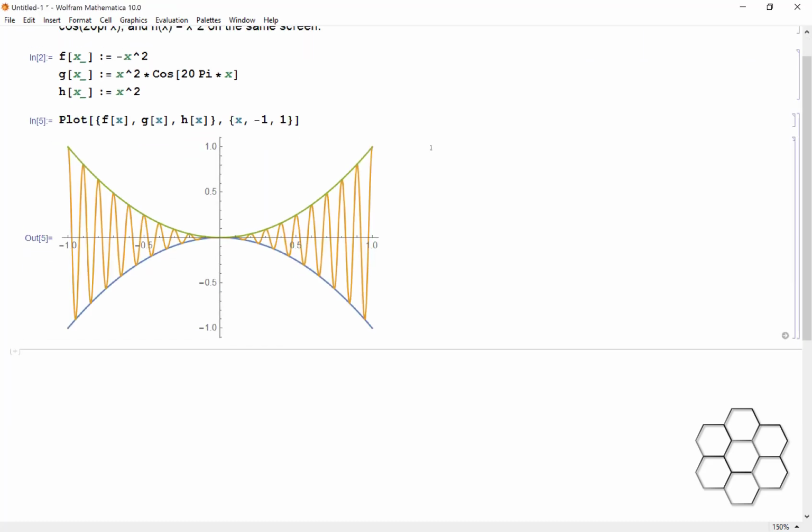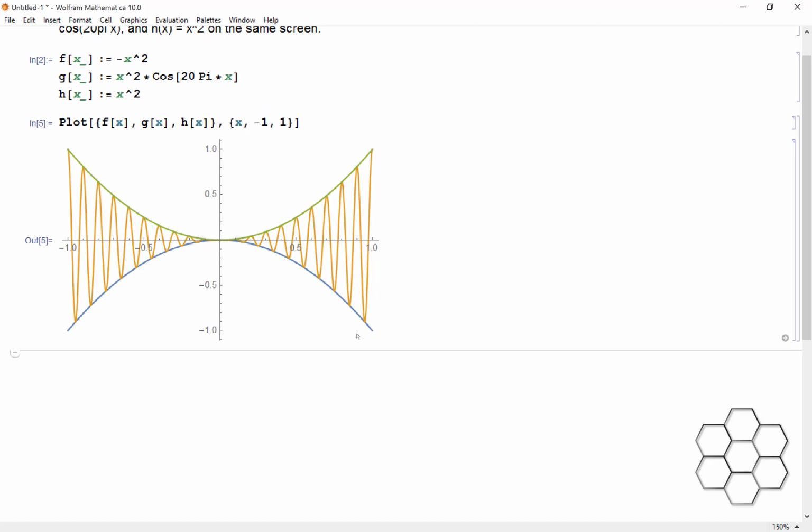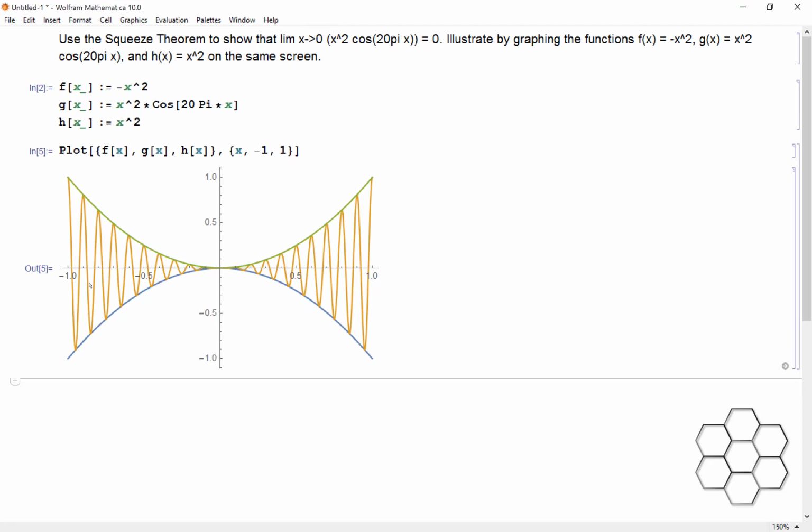There it is. Okay, so now the blue is the first function, that's negative x squared. H of x is the green parabola on the top, going like that. And the weird function that we're dealing with, this x squared cosine 20 pi x, is the yellow one zigzagging back and forth. So the squeeze theorem says this: f of x, as x gets close to 0, goes to 0. You can see that here with the blue curve. H of x, as x gets closer to 0, also goes to 0. You can see that with the green curve. The g of x function, which is trapped in between them, has no option other than hitting 0 at 0.